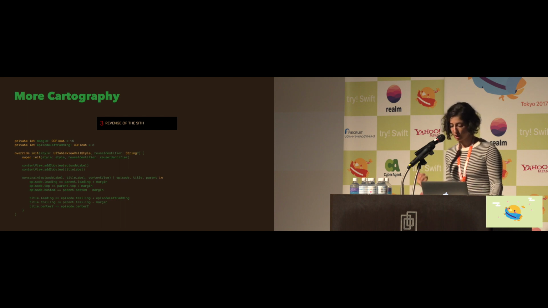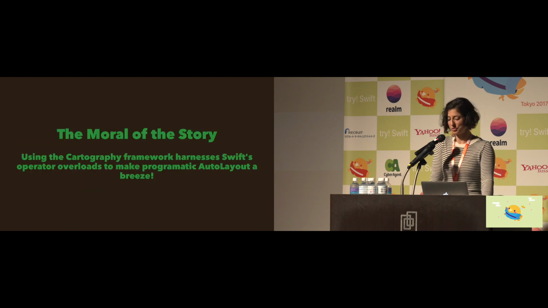So if we take a look at our code, we see that our episode number has some margin within the content view. Our title has some padding, offsetting it from the margin, and it's centered on the episode. So again, we get to just read through the code and we can actually kind of understand what the layout is, which is really, I think, the best thing about doing auto layout in code. So the moral of the story: using the Cartography framework harnesses a great feature of Swift, operator overloads, and it makes programmatic auto layout a breeze.